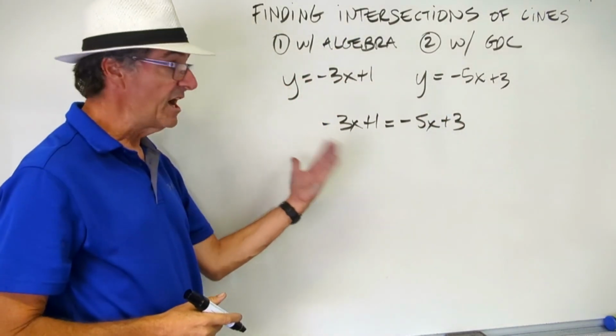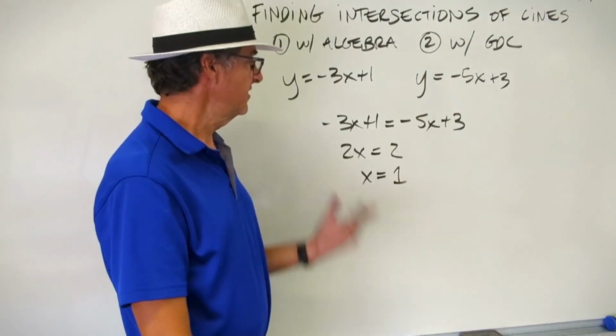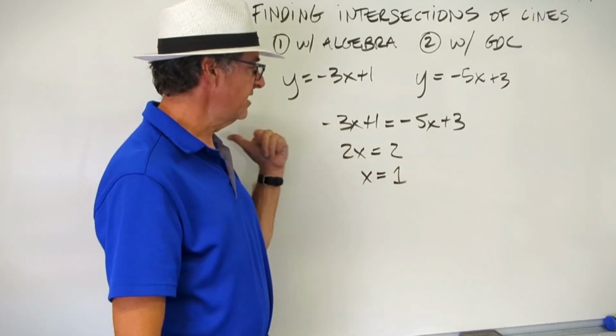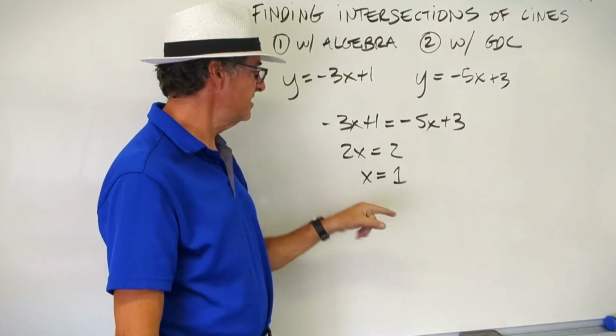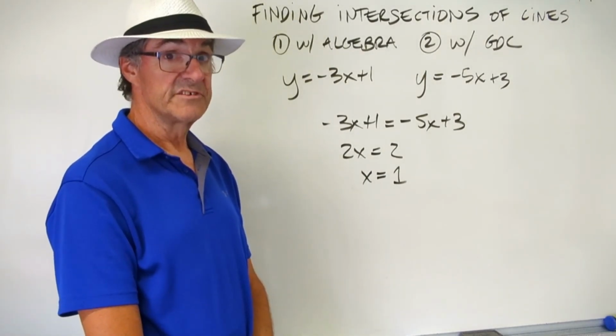Now, I know you have the algebra skills to solve for x, so practice. Pause video and do that. Okay, so here's what I did. I combined my x's on the left side, I combined my constants on the right side, divided through, I got x equals 1. So that's the x coordinate of the intersection point.